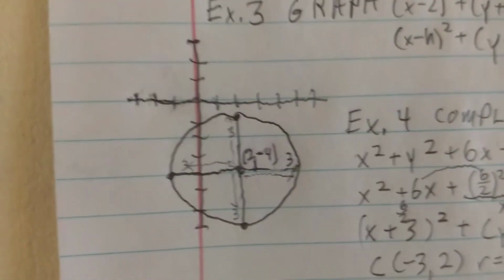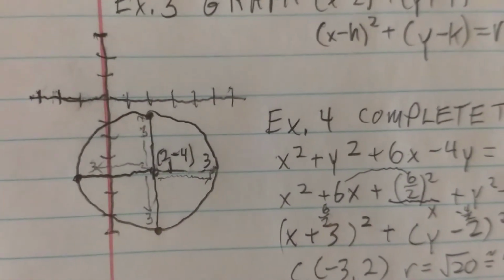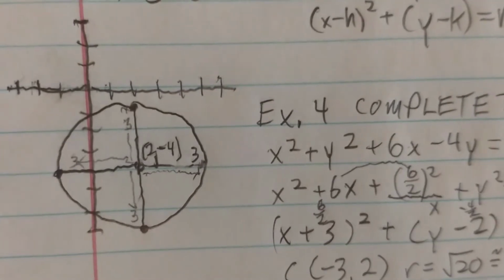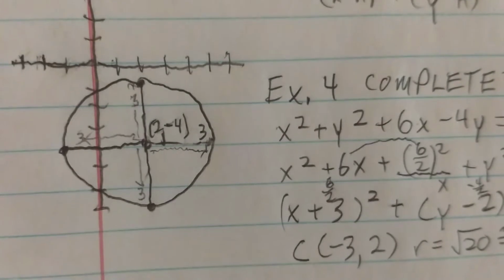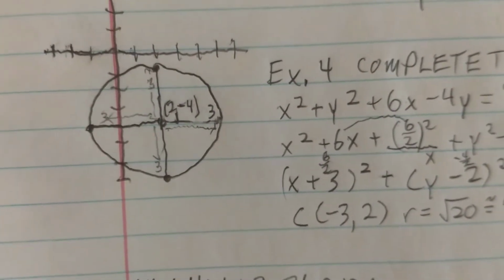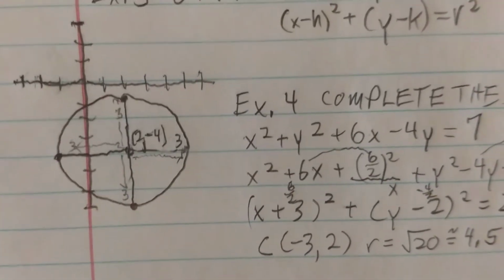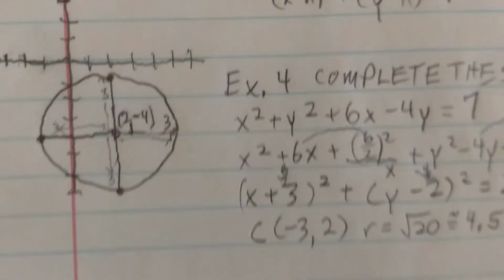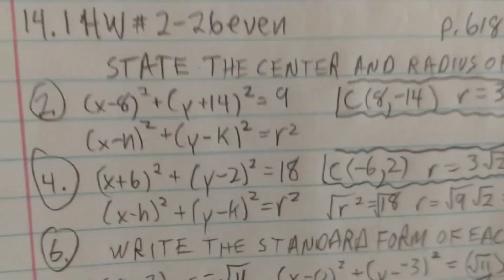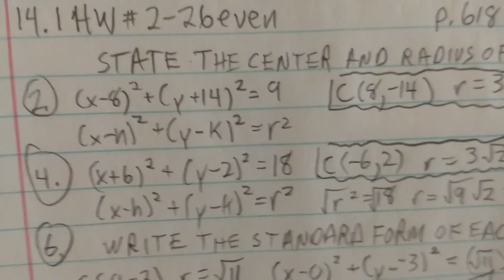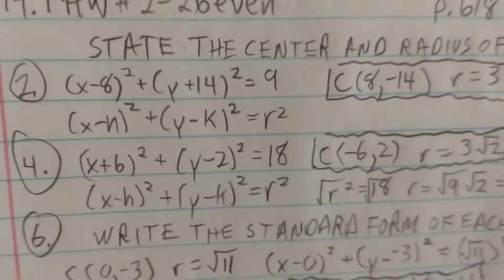So again, I go to the center, (2, negative 4), and I can just graph this out easily by hand. I go 3 right, 3 up, 3 left, and 3 down, and then make my circle from that. Okay? So that's just the standard way to graph it, but I am asking you to graph this in the notes. Now the homework starts on page 618, and here we're just recognizing how to pull off the center and the radius off the standard form equation.